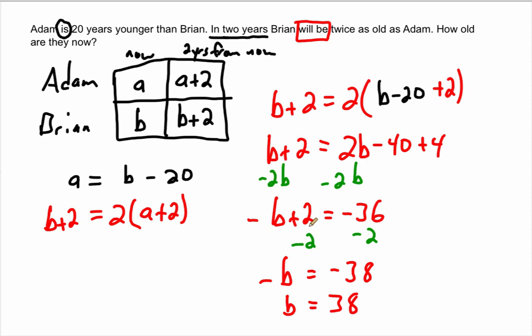All right, now I'm going to go back. I know how old Brian is now. B is 38, so I think that's 38 right here. I always say I think because I don't know until I double check with the words of the problem. You'll see in a moment.